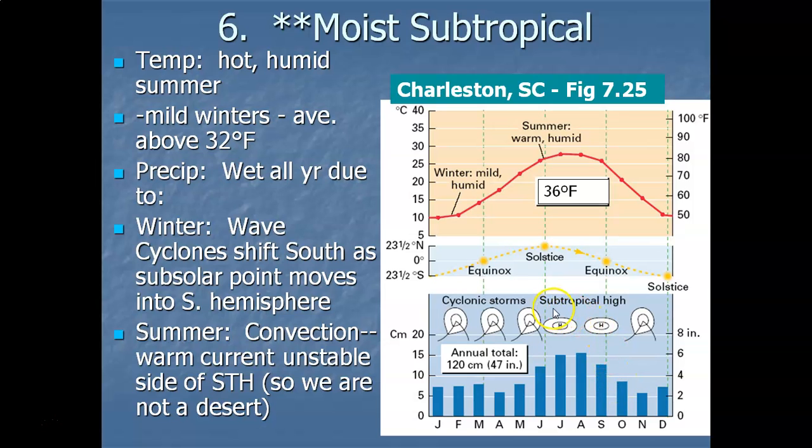But take a look at this. We're dominated by the desert maker, the subtropical high. And we actually get more precipitation during the summer months. Well, this is where we get into the importance of offshore ocean currents.